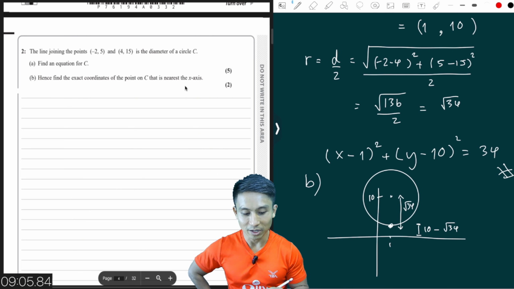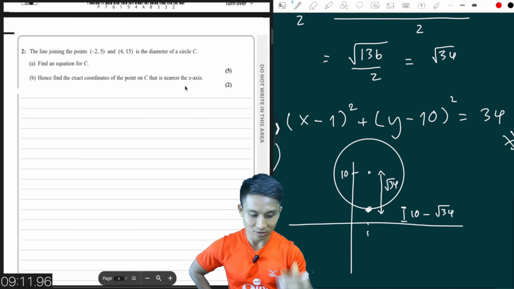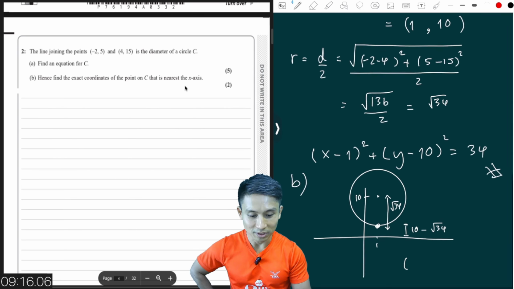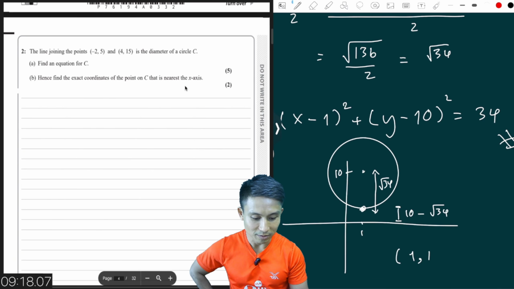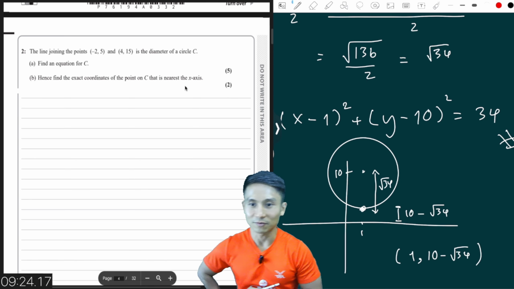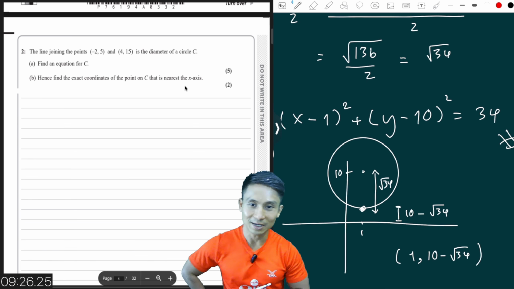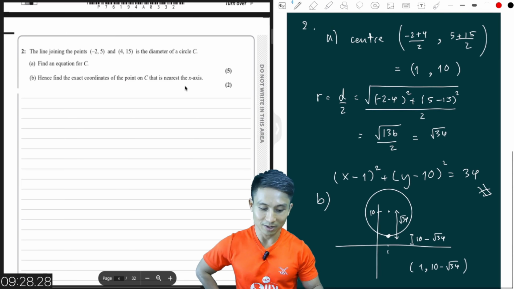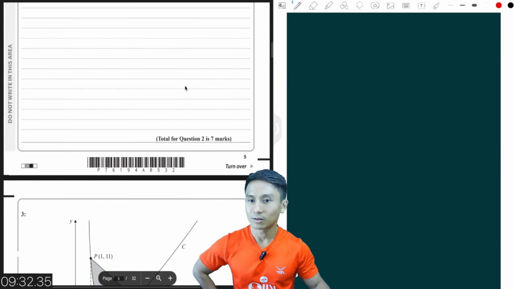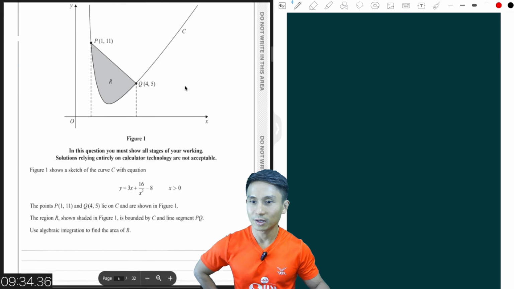What about the x coordinate? Well, the x coordinate will just be the same as the center's, because it's along the same vertical there. So the x coordinate of the center is 1, so it's 1 comma 10 minus root 34 basically. So that would just be the exact coordinates of the point on C that is nearest the x-axis. There you go, done. Okay, number 3.